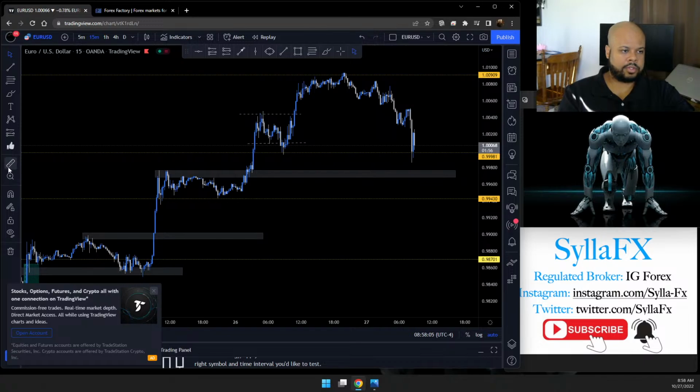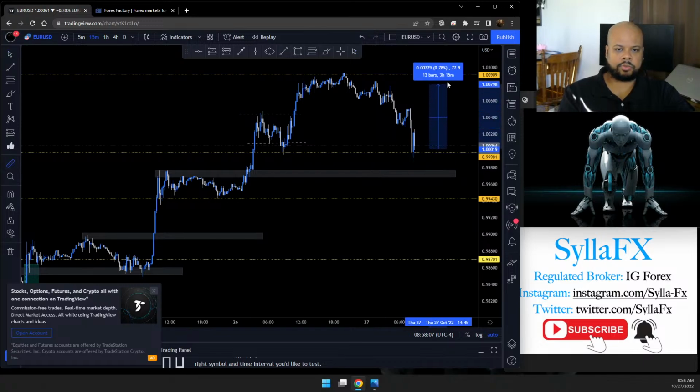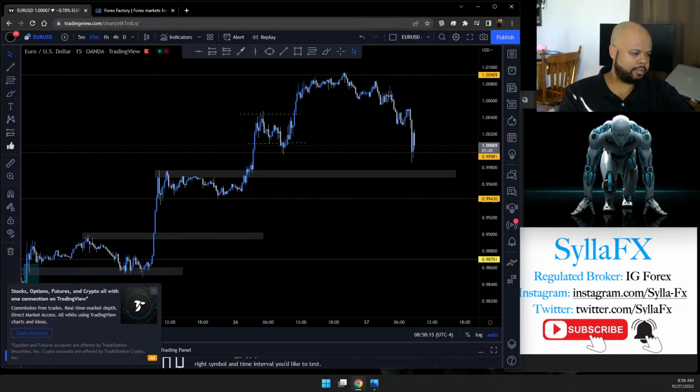But as far as that window, we're kind of working in this window here. We're looking at around 80 pips or so, almost 90 pips. So we'll see what happens there. Let's see. As far as that, a nice little break here.